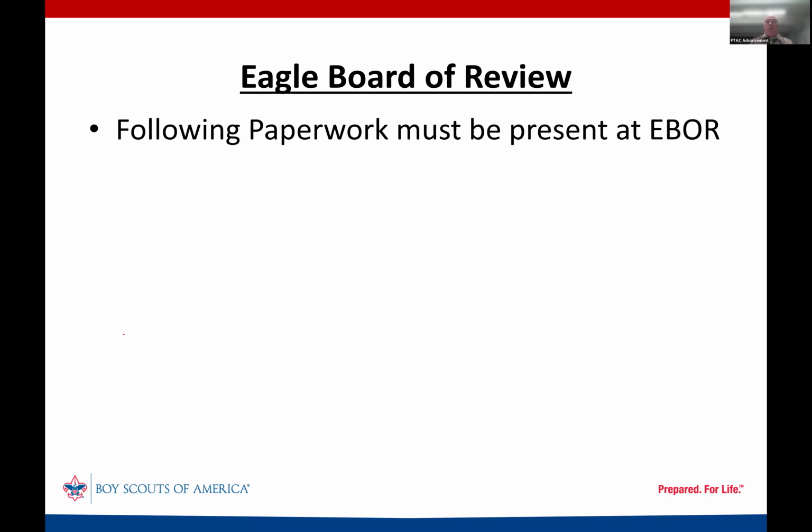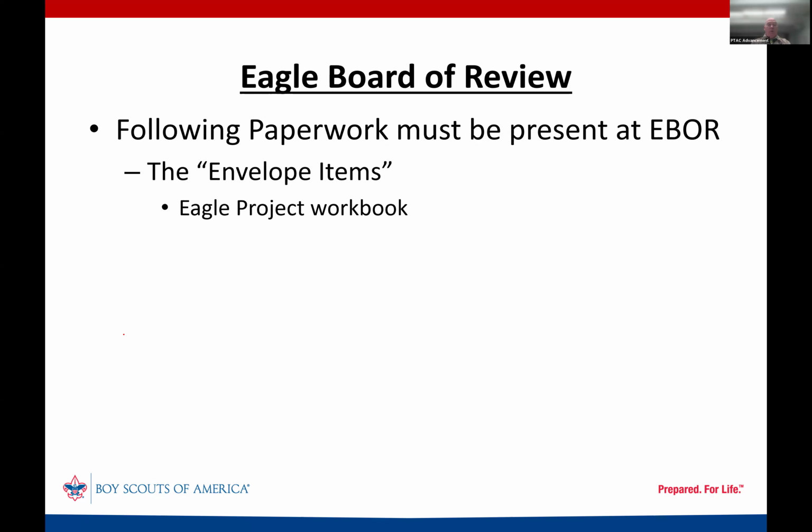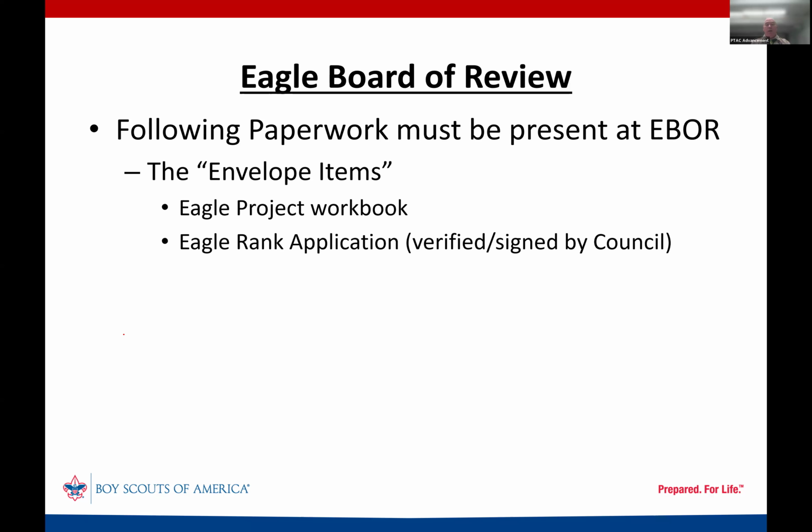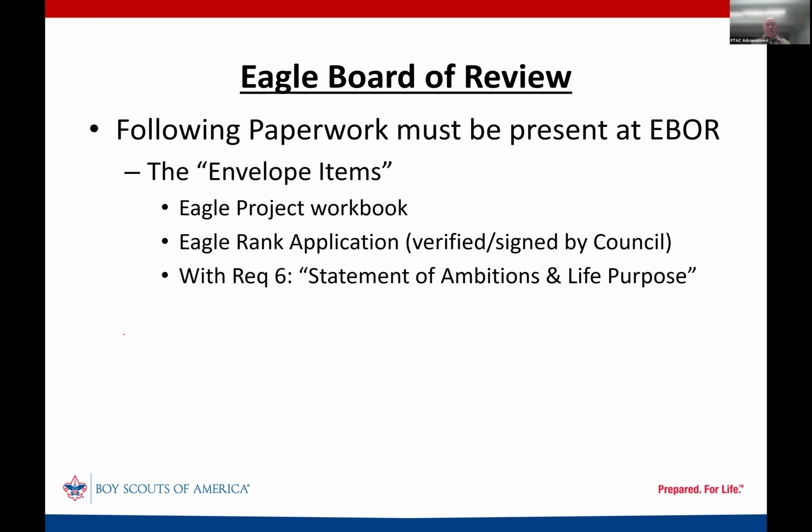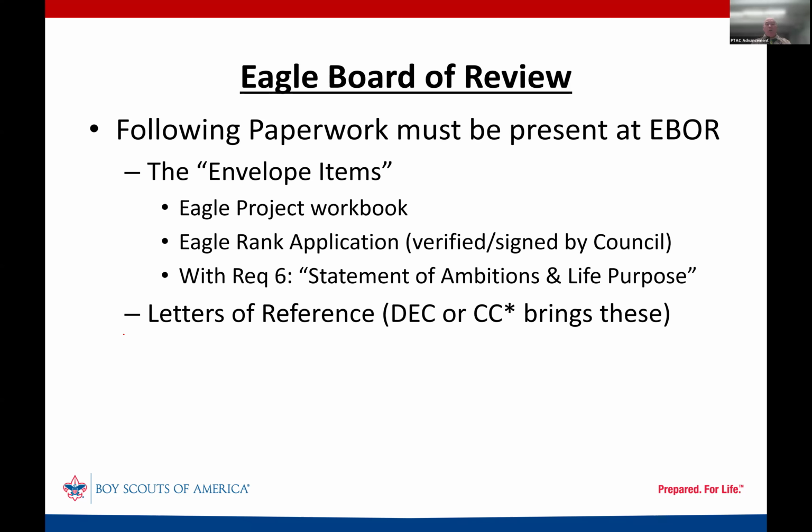All right, so in terms of this Eagle board of review, we need to have the following paperwork. The first thing is, what were those envelope items? The items in that envelope that we mentioned were the project workbook, that Eagle rank application that has been verified and signed by council, that statement of ambitions and life purposes, and also we want to make sure that those letters of reference are going to be there at the Eagle Scout board of review. Whoever's going to be that designee that was determined would collect them, they're the ones who are supposed to go through and make sure that they're there.